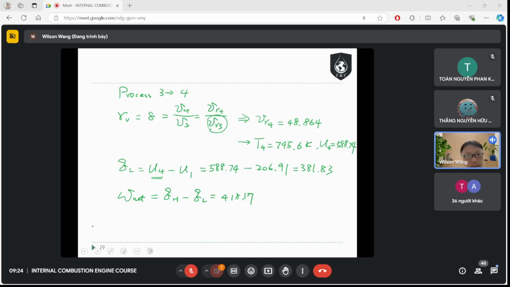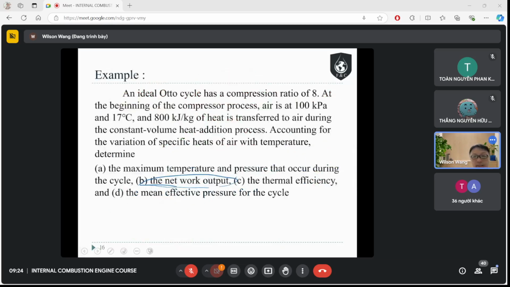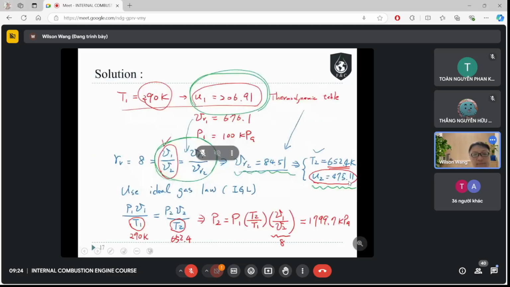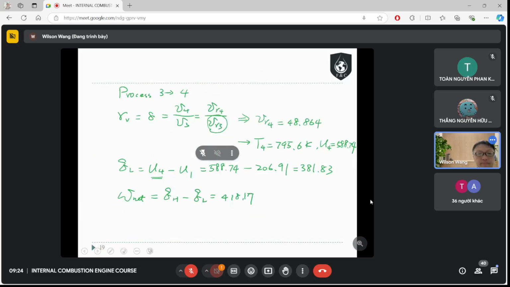And you want to look at the thermal efficiency. Okay, thermal efficiency. So we divide the net work by the QH. So I have 52.3% of thermal efficiency.